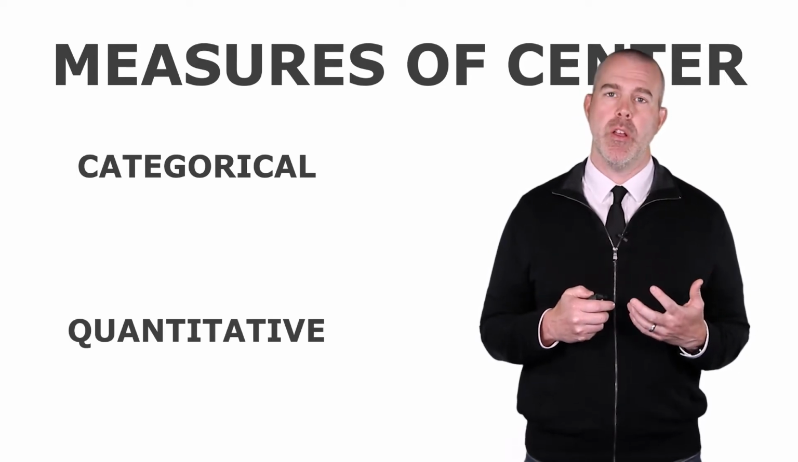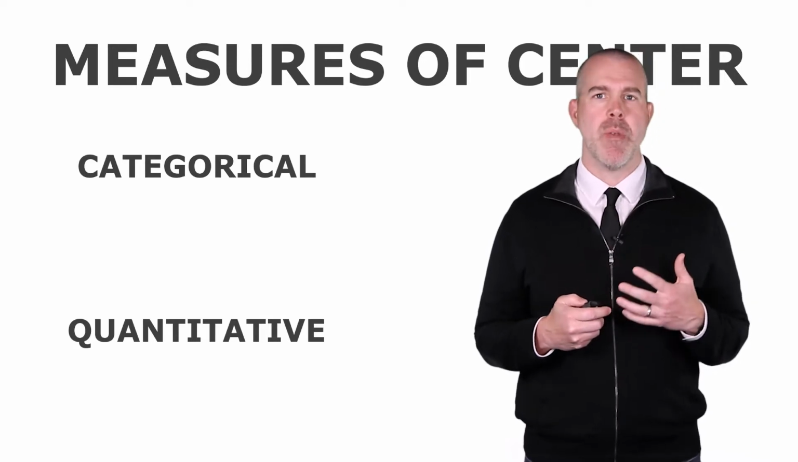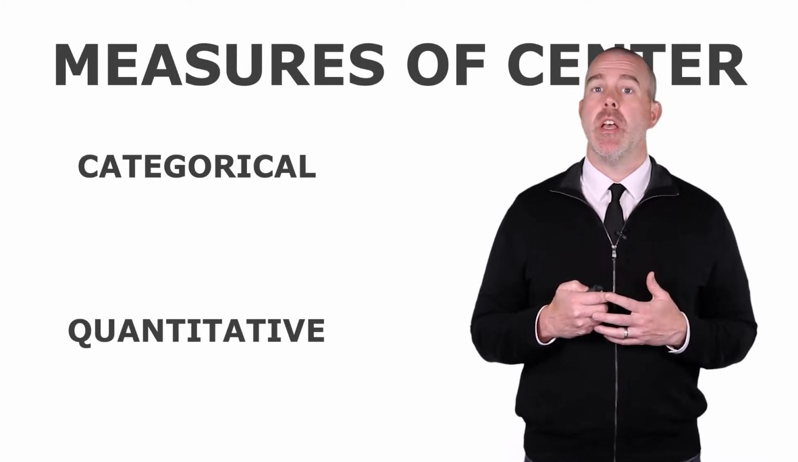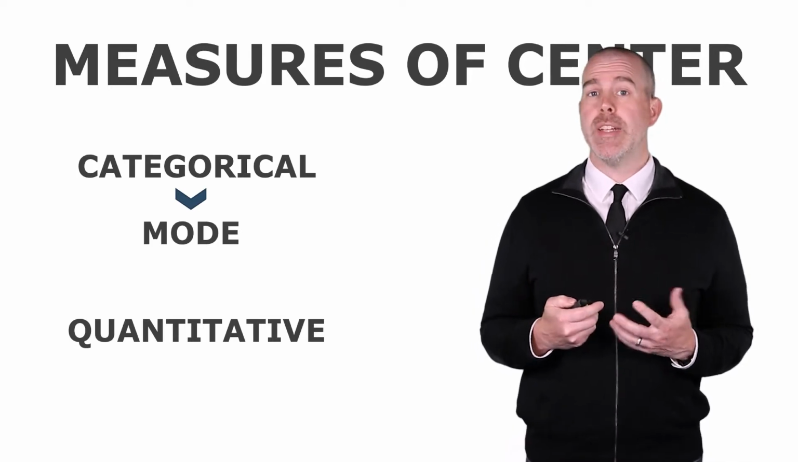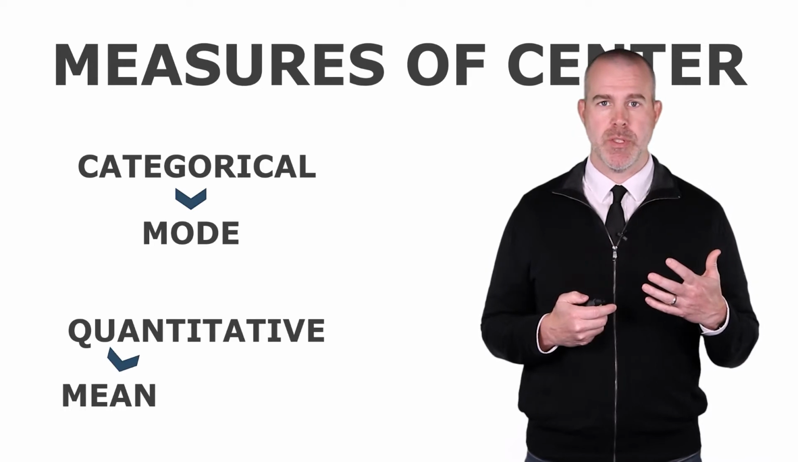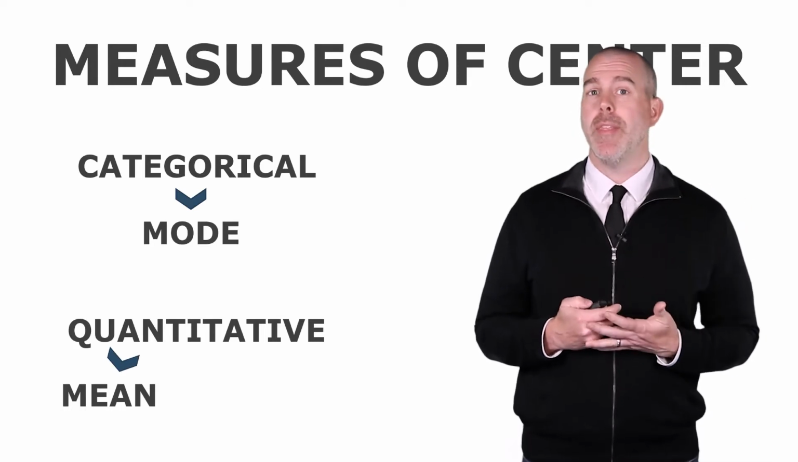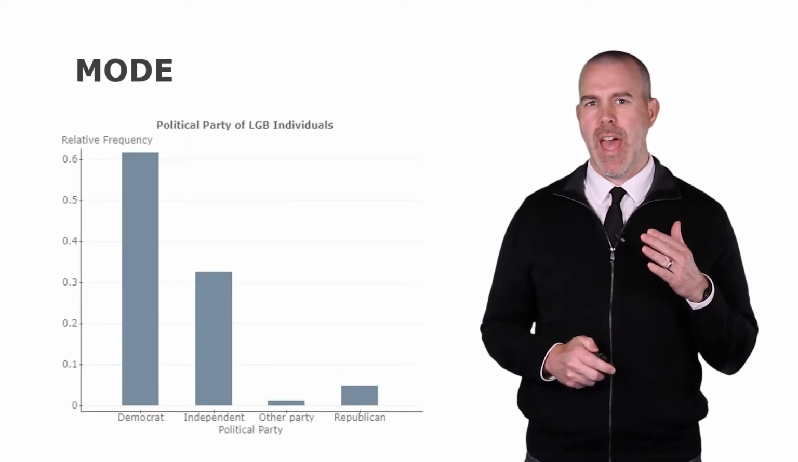When you have a categorical variable, residence area, favorite color, maybe response to a survey question, then the measure of center is the most common, that's the mode. When you have a quantitative variable, you can either give the mean, which we'll describe specifically, that's like the average, or the median, which is the middle value. So let's dive in and look at the mode.